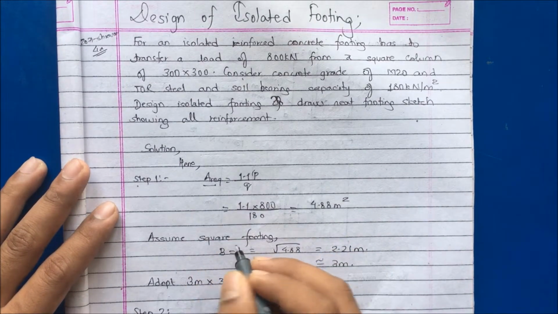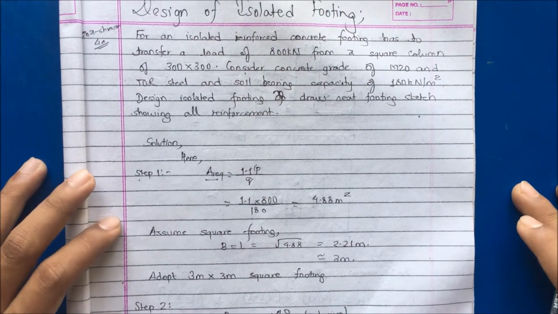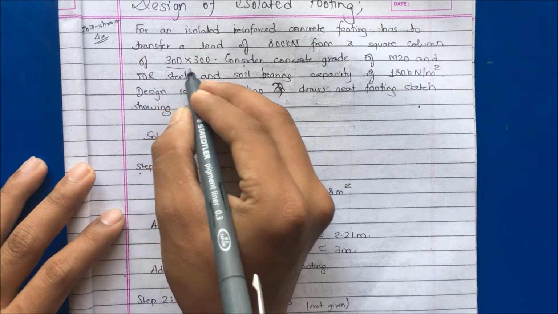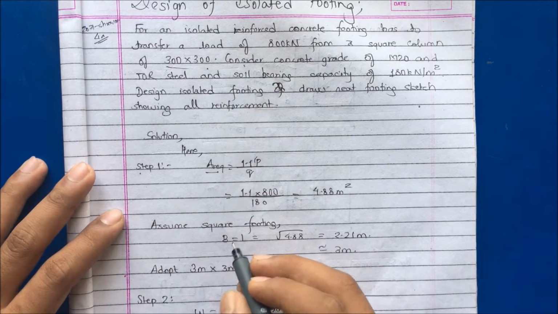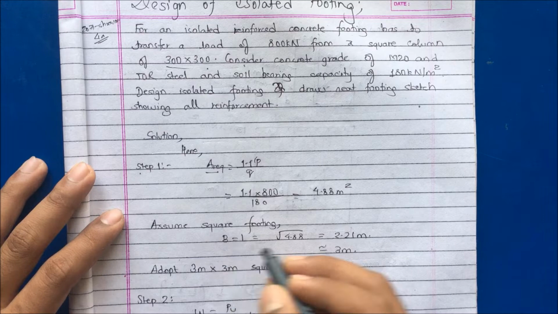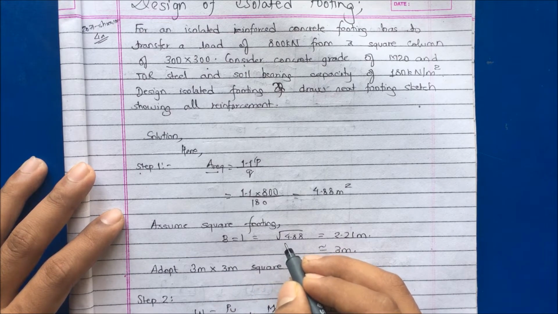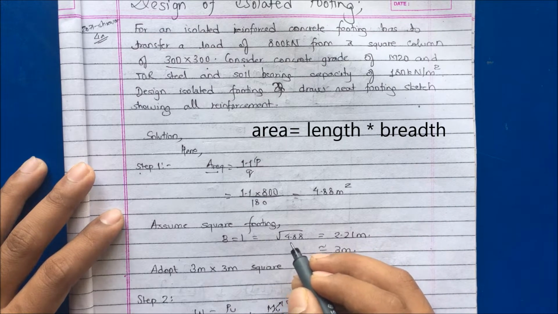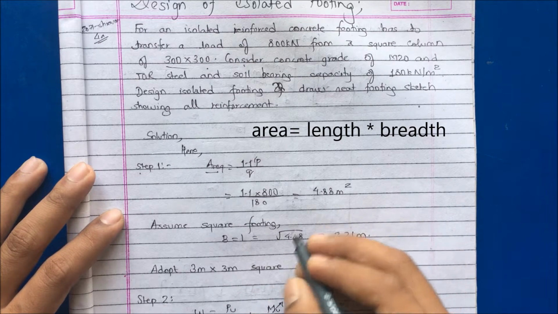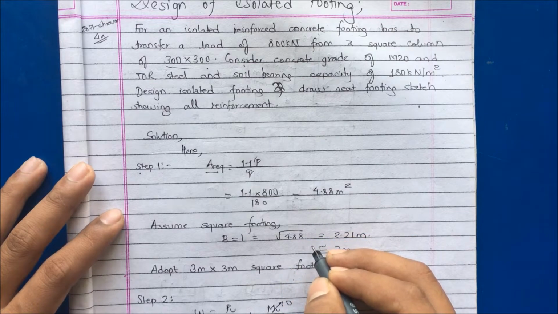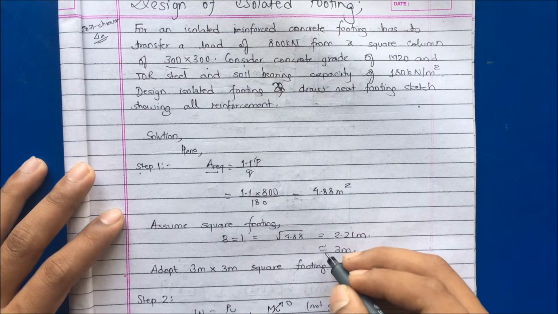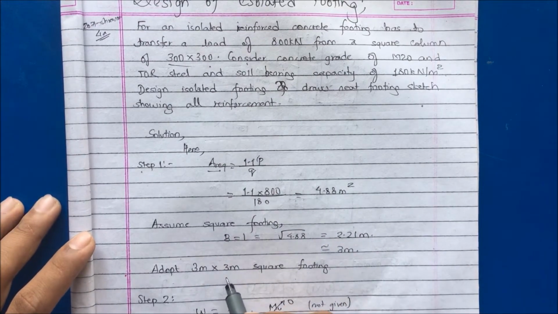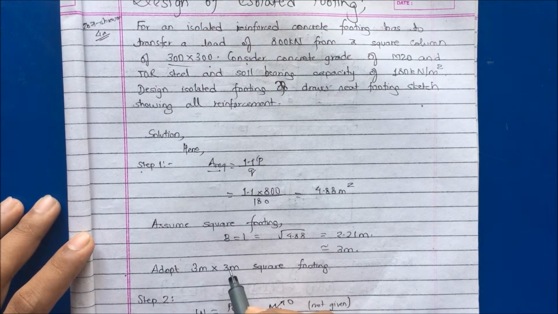Now assuming a square footing, you can assume a rectangular footing or a square footing. For now I am considering a square footing because I have a square column. So that means B is equal to L. Then area is equal to L into B. Substituting L is equal to B, we get B square is equal to A, and for area we have under root 4.88. This comes as 2.21 meter. So nearly taking this value as 3 meter, now adopting a 3 meter into 3 meter square footing. So we have got the dimension of the square footing.